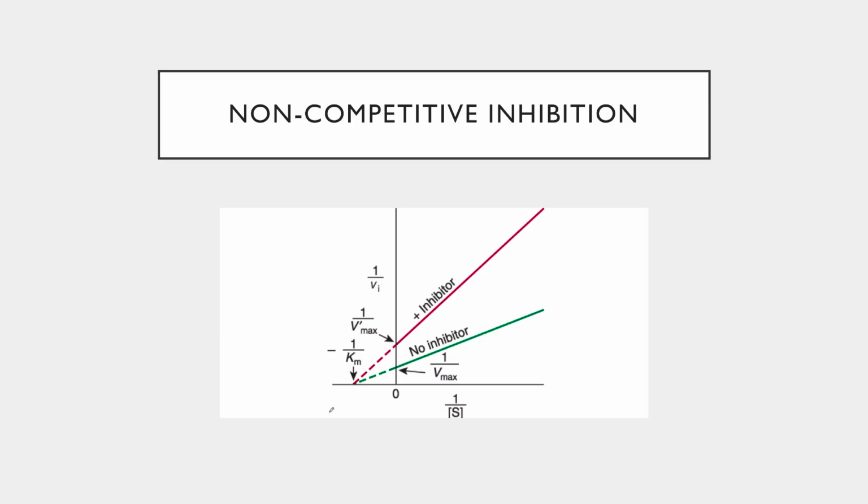If we compare Lineweaver-Burk plots of an enzyme reaction with no inhibitor or with the addition of a non-competitive inhibitor, we can see the relationships clearly here. With the addition of a non-competitive inhibitor, remember there's no change in Km, and that's shown here by no change in intercept of the x-axis. However, there's a decrease in Vmax with the addition of a non-competitive inhibitor, and that's shown here with a shift in the 1 over Vmax with the addition of the non-competitive inhibitor.